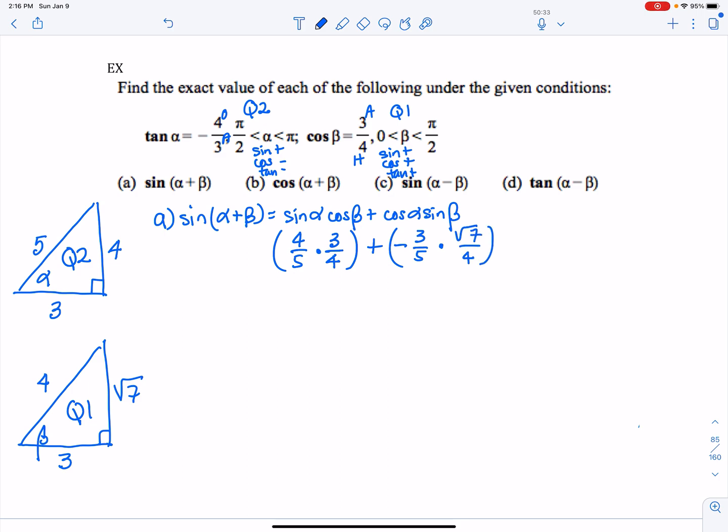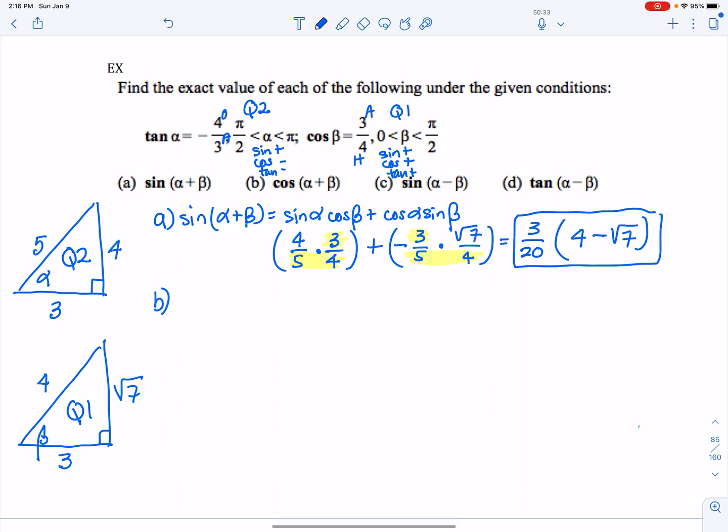My next step is to find anything common. So I have a 3 in both. 3 is going to be a factor, and then 5 times 4. So if I pull out the commonality, I get 3 over 20, and what's left is 4 minus radical 7. So that's simplified down.